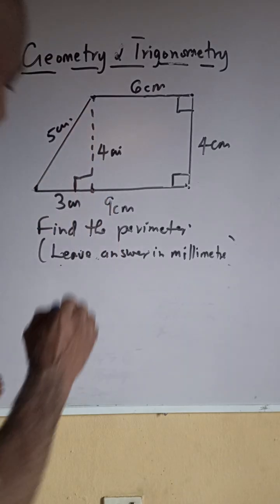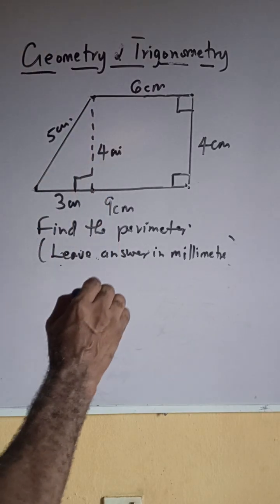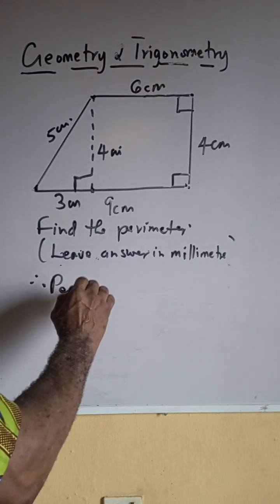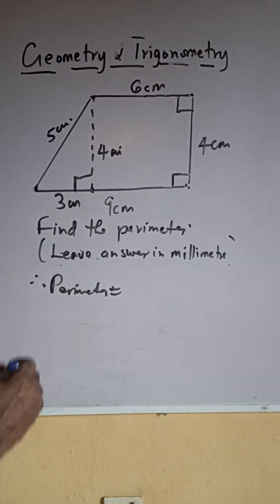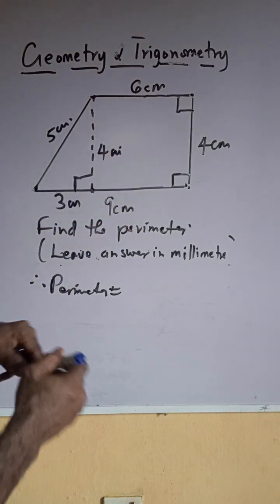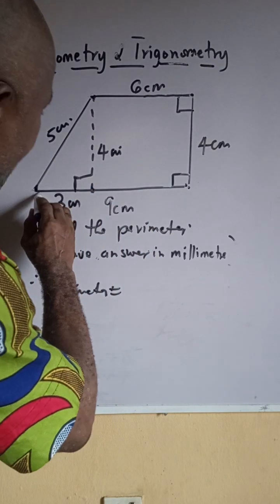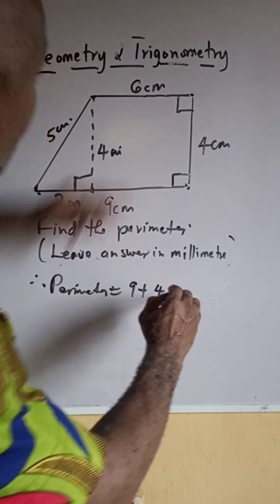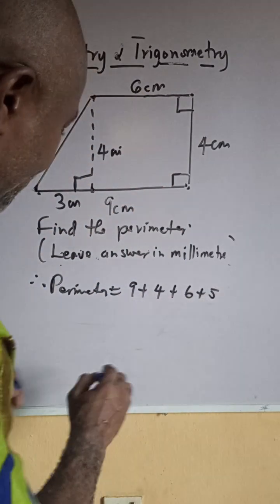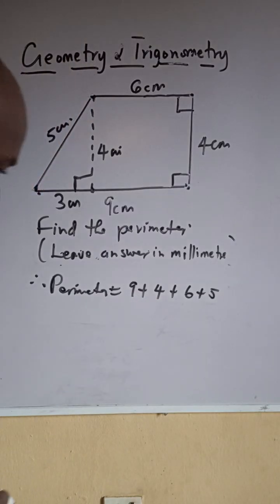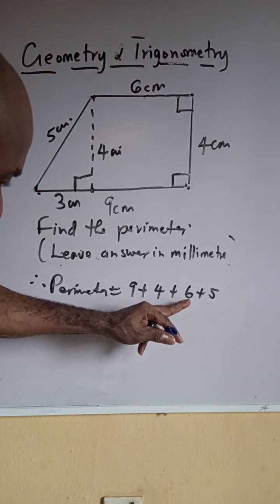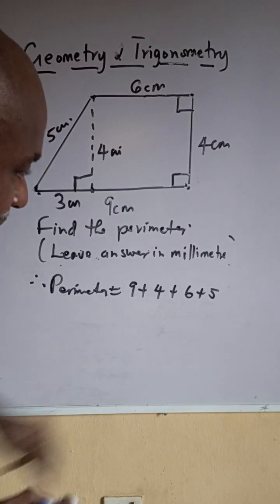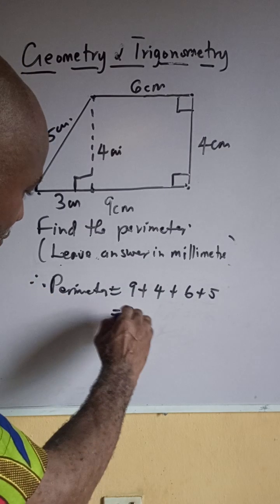Okay. Now, therefore, we can now calculate the perimeter. Our perimeter now becomes, from here to here is 9, as we know, 9 plus 4 plus 6 plus 5. 9 plus 4 is 13. 13 plus 6 is 19. 19 plus 5 is 24.